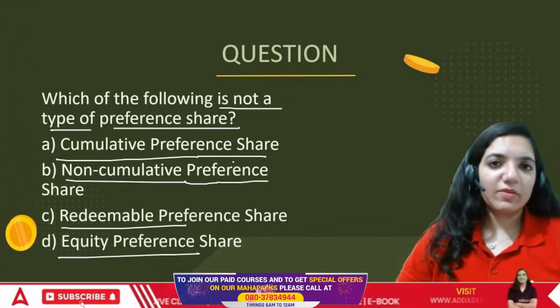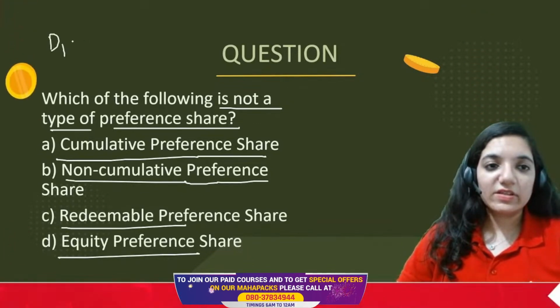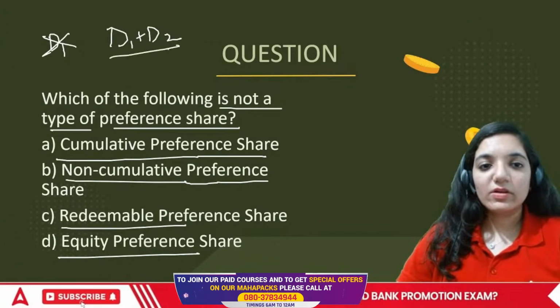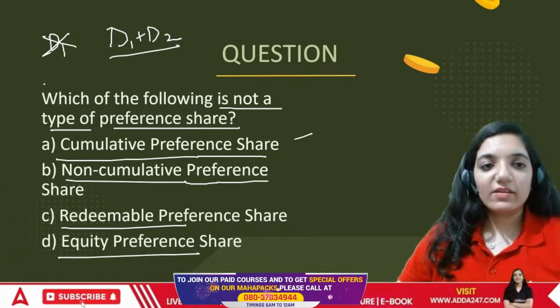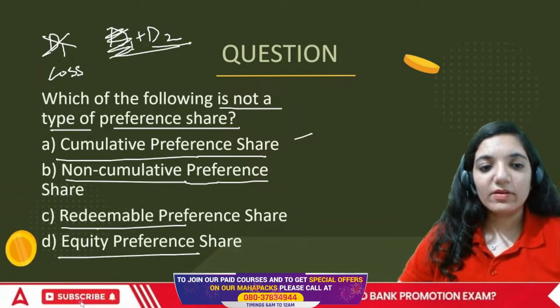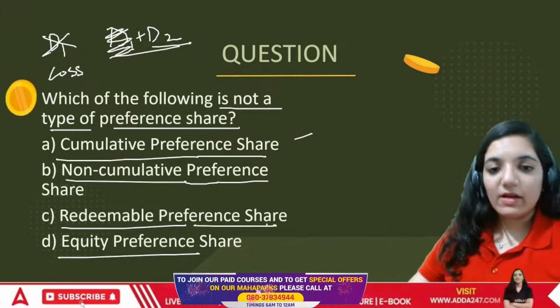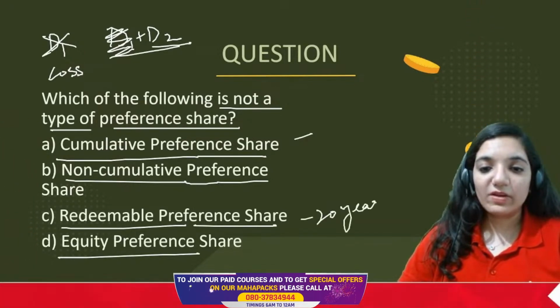Cumulative preference shares means, as I told you, if I fail to pay the dividend for the first year, then in the next year I'll pay for D1 plus D2. That is cumulative. Non-cumulative means it doesn't get collected. If 1 year there's a loss, then in the next year you will get dividend only for that particular year. Redeemable preference shares are paid off, and in our country only this kind is allowed, because after 20 years you must pay to them.